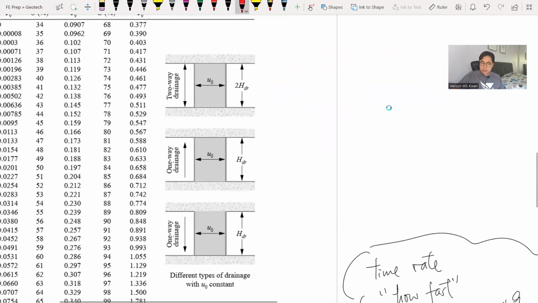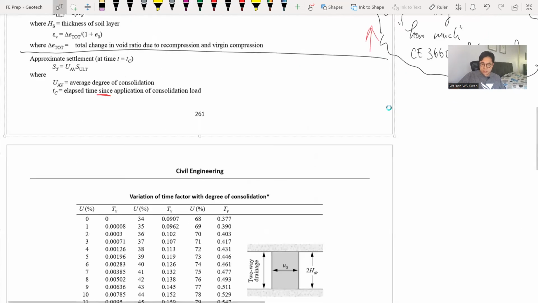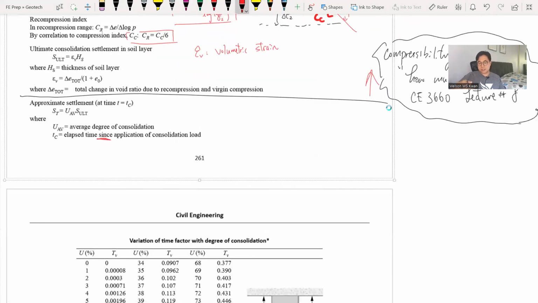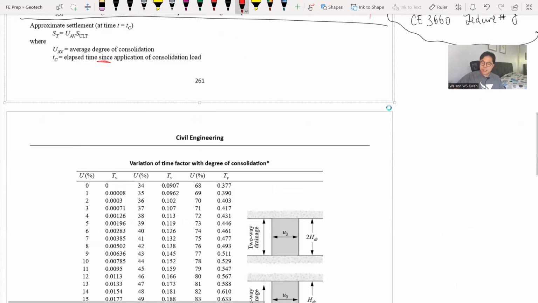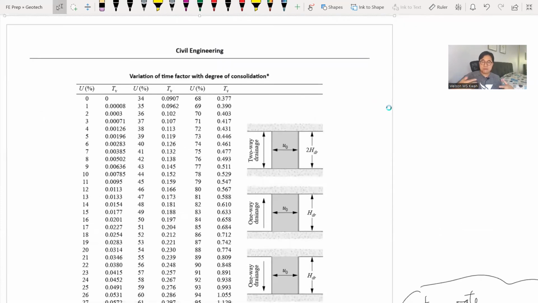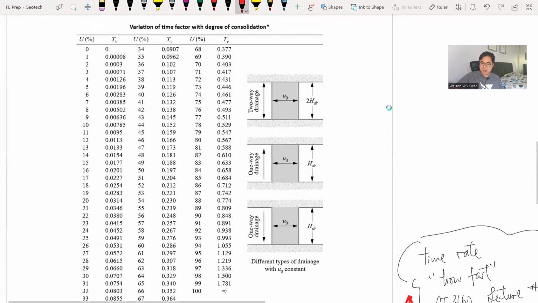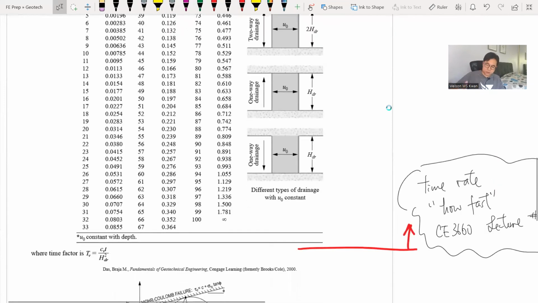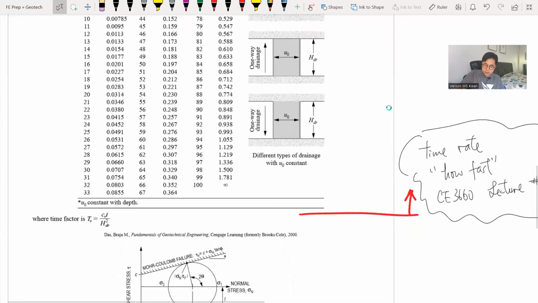So what is this U sub AV? It becomes handy because if we know the U sub AV, it helps us find out the amount of settlement, and that is related to the average degree of consolidation. The next table here gives you different percentages of consolidation. You come up with a time factor, the T sub V, and the famous Terzaghi equation, which is here.